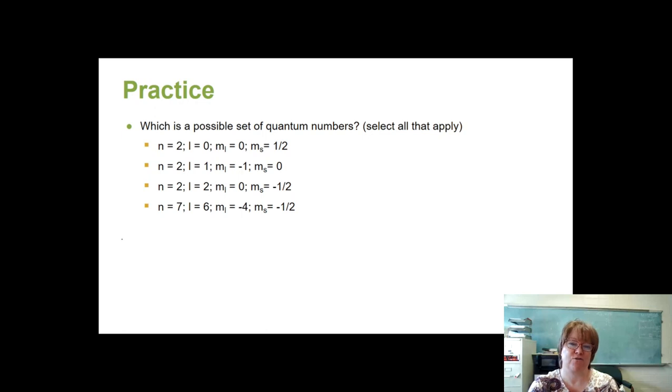So now I want you to try to apply it. This is the kind of stuff that you need to be able to do. I know that some of these are a little complicated, but you know your rules about the possible values based off of N. L is dependent on what N is. ML is dependent on what L is. MS can be something different. But I want you to look and apply those rules to these sets and tell me which ones of these are possible sets of quantum numbers. Follow those rules.